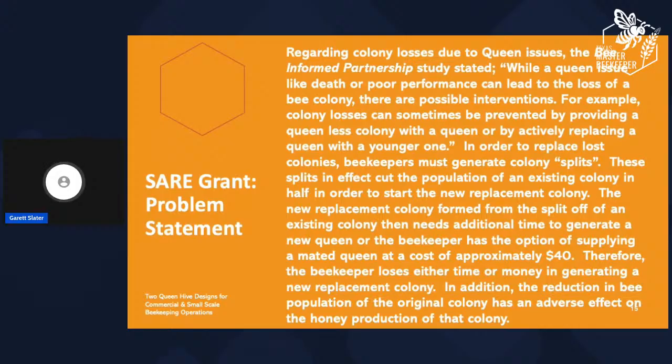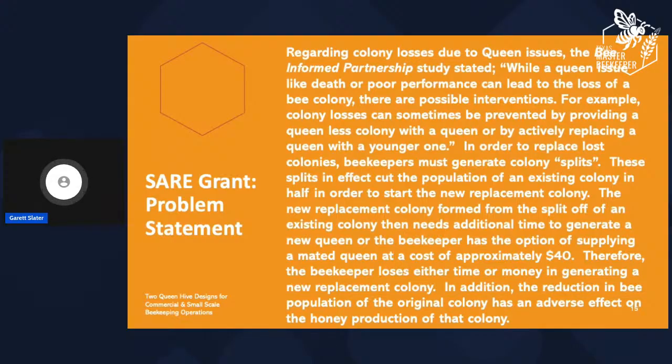Regarding the colony losses due to queen issues, the Bee Informed Partnership study stated, while a queen issue like dearth or poor health can lead to the loss of the bee colony, there are several possible interventions. For example, colony losses can sometimes be prevented by providing a queenless colony with a queen or by actively replacing a queen with a younger one.